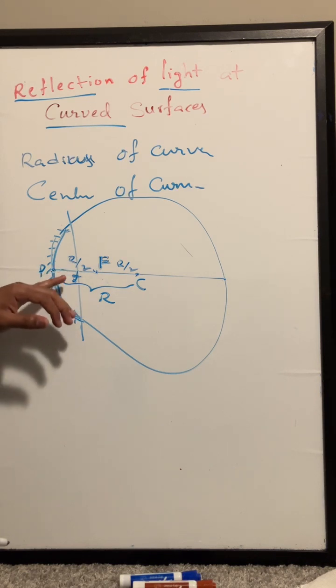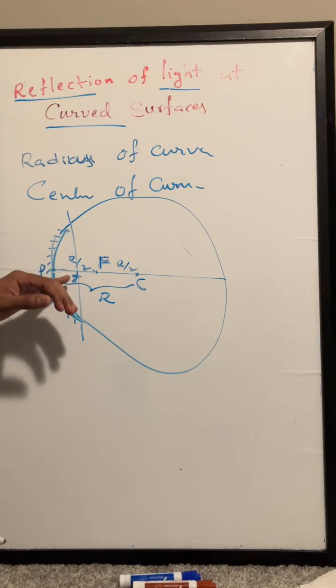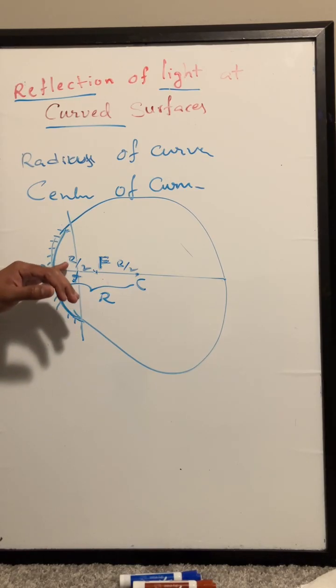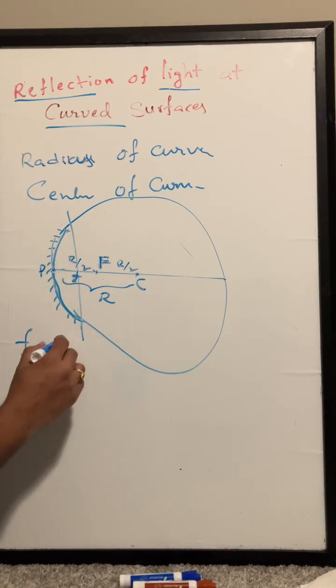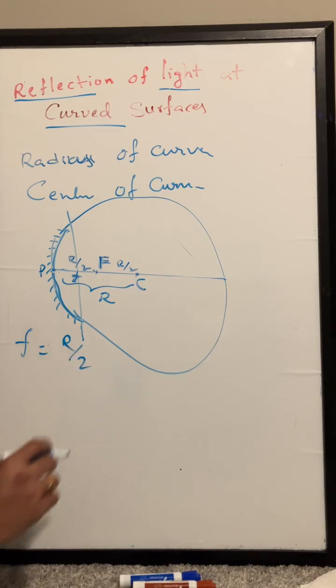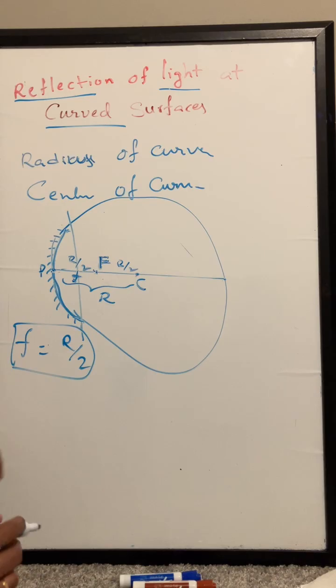Even I too don't know why we always go with focus. We can also say that half of the radius is the same, isn't it? So focal length and half of the radius are the same. So that is F equal to radius of curvature divided by 2. So this is another thing that you need to remember.